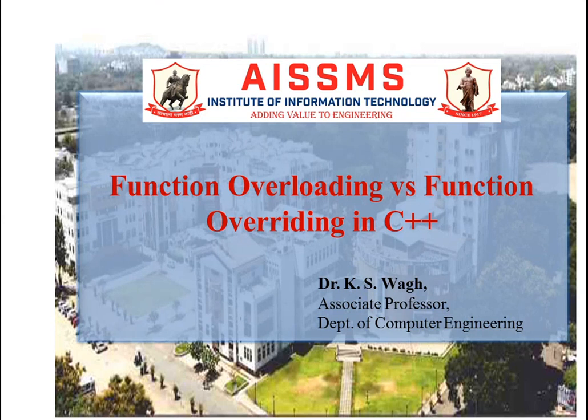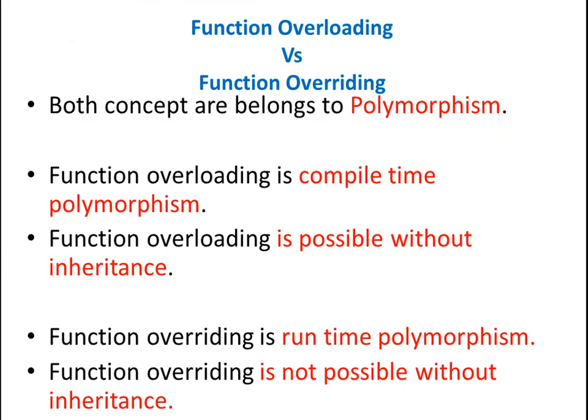Today I am going to explain function overloading versus function overriding in C++. Function overloading and function overriding both concepts belong to polymorphism. Function overloading is compile time polymorphism and function overriding is runtime polymorphism. Function overloading is possible without inheritance, but function overriding is not possible without inheritance. It means function overloading we can use anywhere, but function overriding is only used when the inheritance concept is implemented.